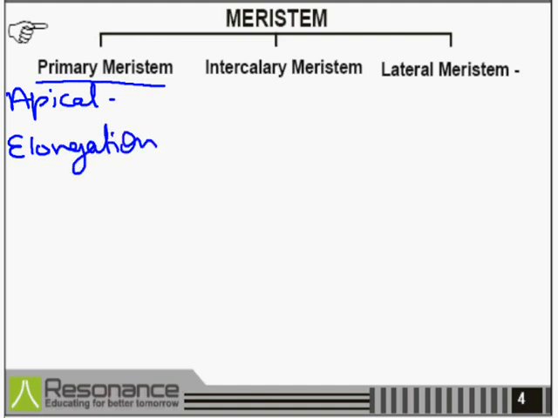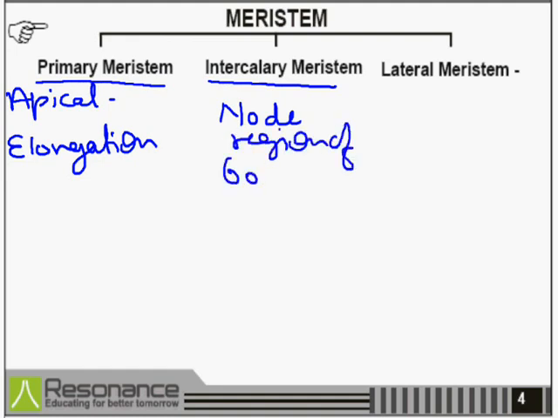Now second is the intercalary meristem. It is present at the node region of the plant body. These cells are responsible for the branching in the trees and for leaves.